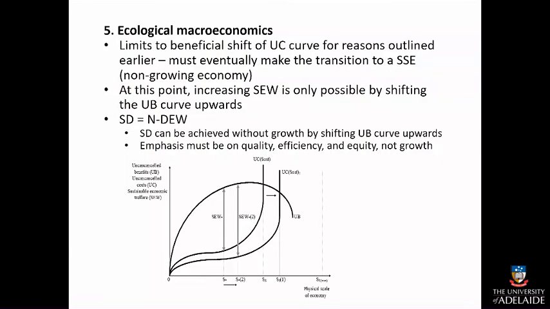I might just point out what this ultimate limit means. If you reach that ultimate limit, it means that the only way you can increase economic welfare is to shift the benefit curve up. That would require a nation to move towards what's referred to as a steady state economy, and that's a non-growing economy. Because you can exceed that if you want to, but you can't do it forever.